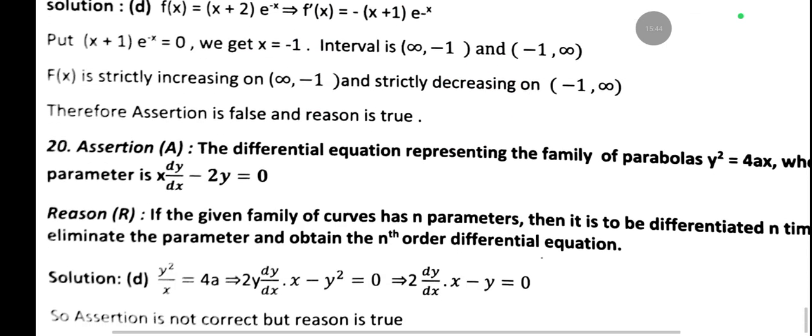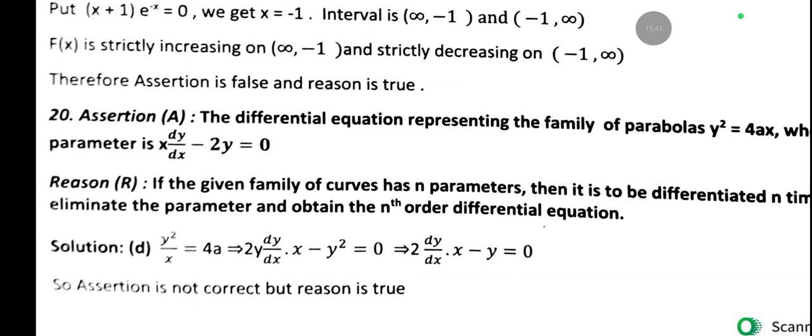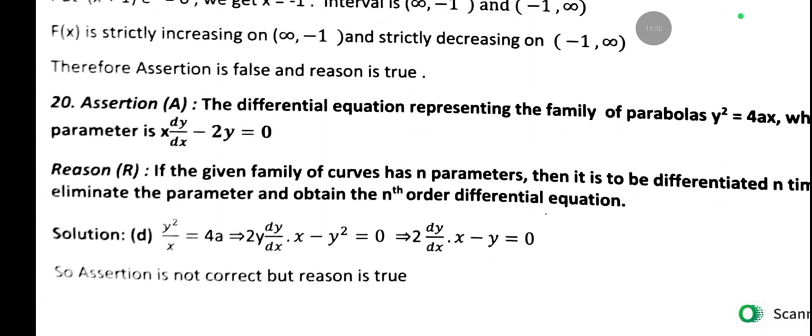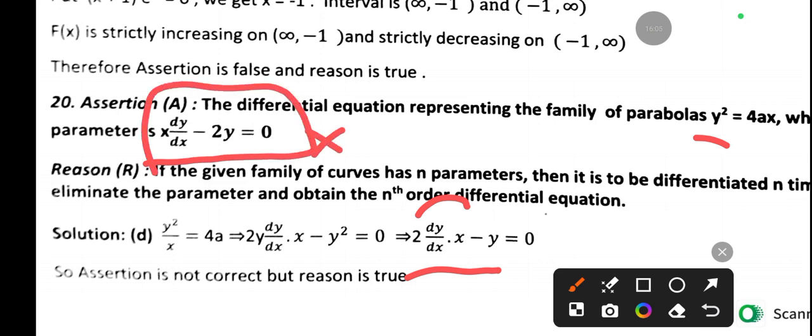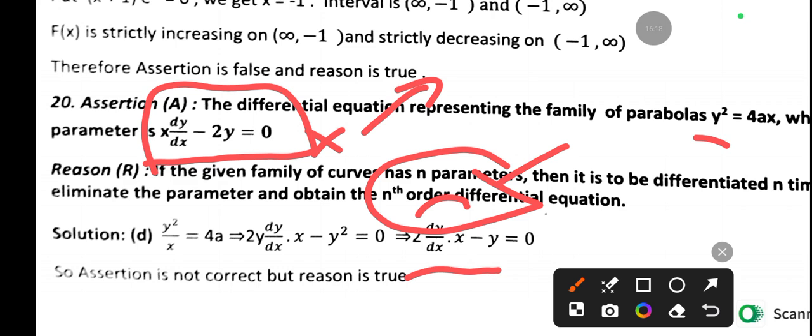Then the 20th, you see they have said one family unit. Again D is the answer. You can go through what they are talking about. When they are talking about y square equal to 4ax, when you differentiate you get 2x dy by dx minus y. But in the question only x dy by dx minus 2y is given. So the assertion is false again. The reason you read, it can be true. Next time in the exam, they can give the same reason but the assertion can be given correct also. Then you may get option A or B in that sense. So read the question properly.